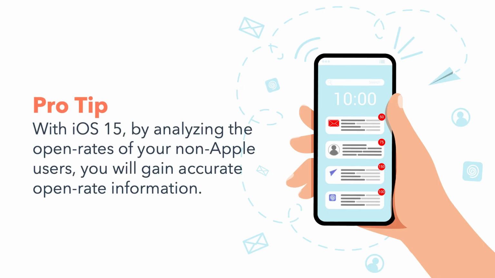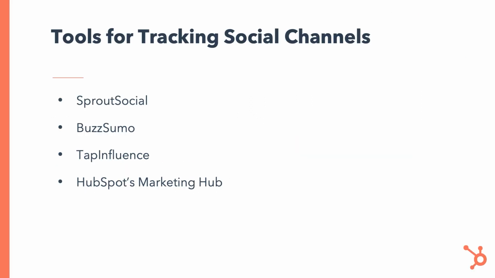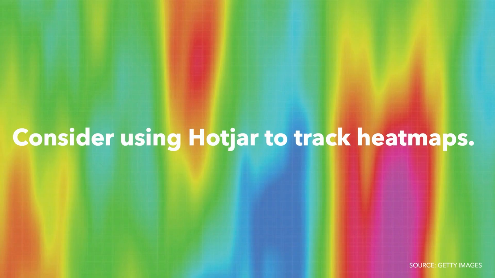A word of caution, the iOS 15 update prevents people from accessing open rate information as they did previously. However, by segmenting your customers into Apple users and non-Apple users and analyzing the open rates of your non-Apple users, you will gain accurate open rate information. If you're tracking your social channels, consider tools like Sprout Social, BuzzSumo, Tap Influence, or the social analytics tools in HubSpot's Marketing Hub. If you're invested in understanding the way your customers behave after they land on specific pages of your website, consider using Hotjar to track heat maps.